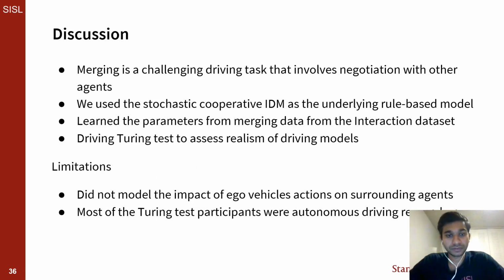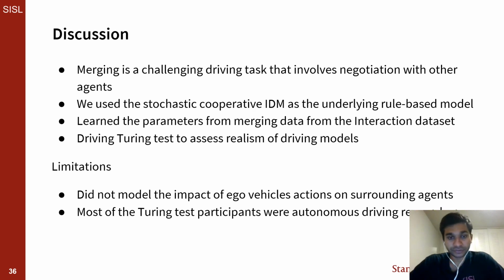I'd like to conclude this section by providing a discussion and the associated limitations of the method. Here we looked at merging, which is a challenging driving task that involves negotiation with other agents. We used the stochastic cooperative IDM as the underlying rule-based model and learned its parameters using particle filtering from the interaction dataset, which contains merging demonstrations. We then used a driving Turing test to assess the realism of the driver models learned using our method, where we showed synthetic and real videos to human participants and asked them to classify them as being real versus fake.